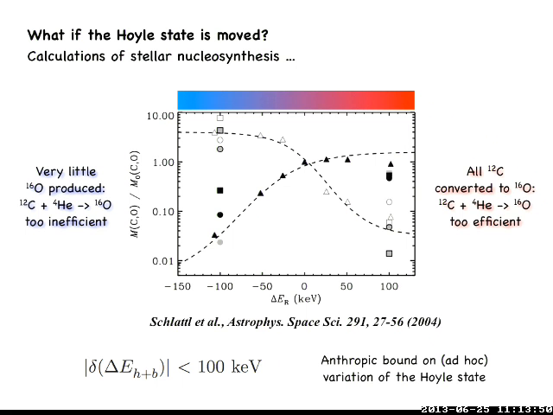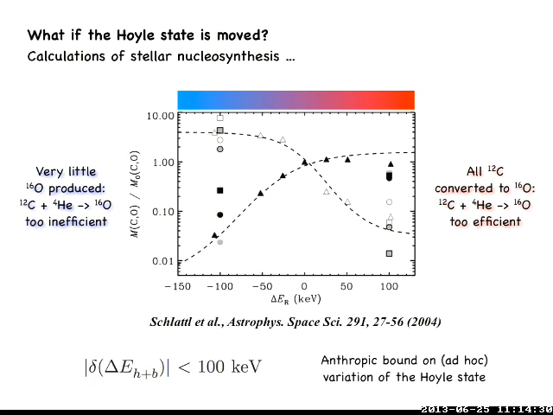So this curve here is the abundance of oxygen which is generated, and this one here is the carbon abundance. There is a window here of about 100 keV within which you get a reasonable abundance of both. The assumption is that you need both for life to develop. But this was just an ad hoc change in this number.